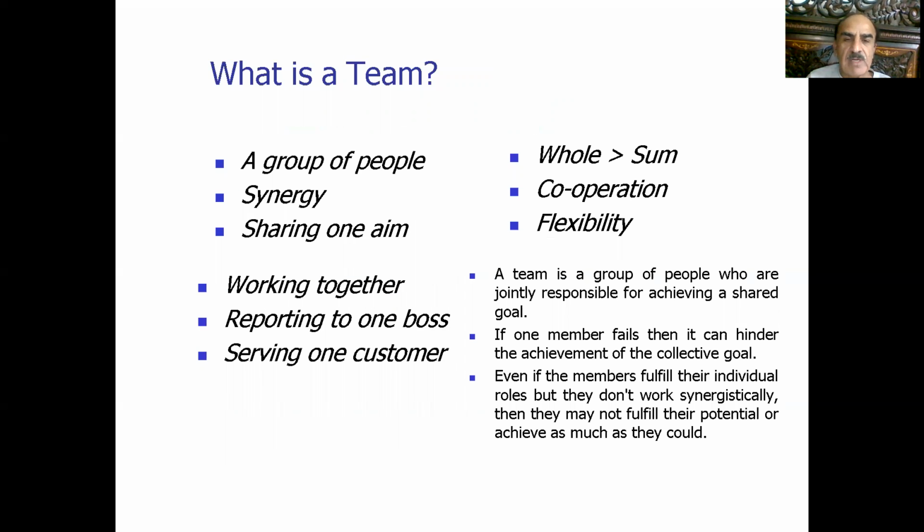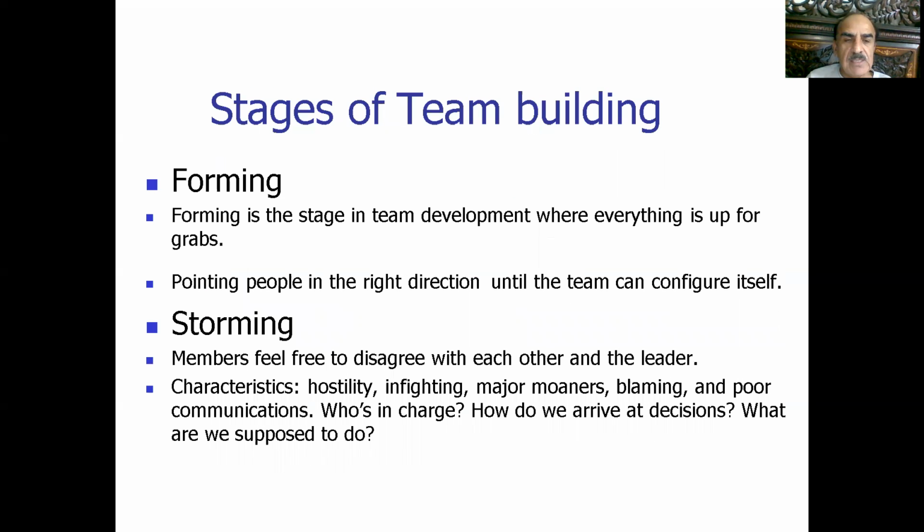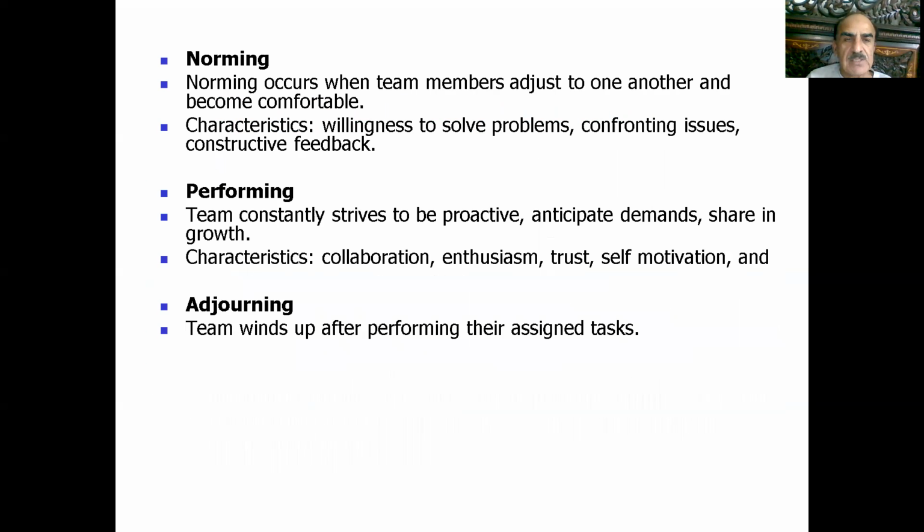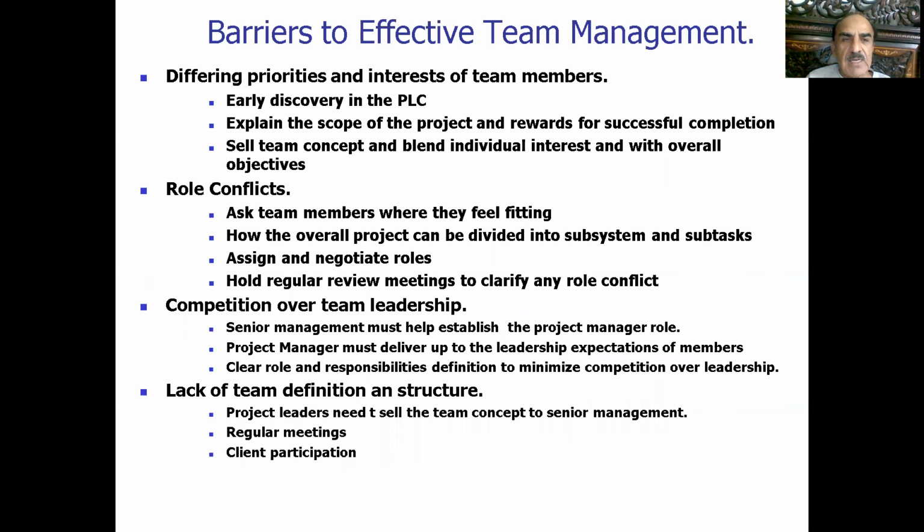So I think we have already discussed the team building stages: forming, storming, norming, performing, and adjourning. And on effective team management, we discussed last day that there are some barriers, for example, different priorities and interests, role conflicts, competition over team leadership, and lack of team definitions and structures.